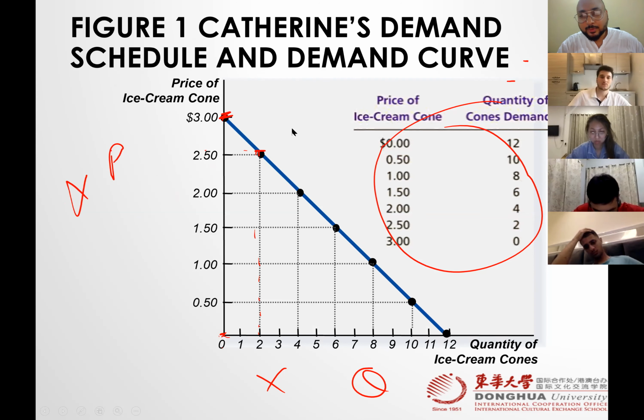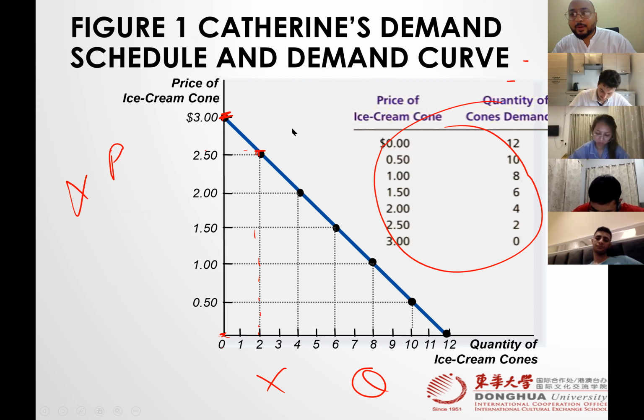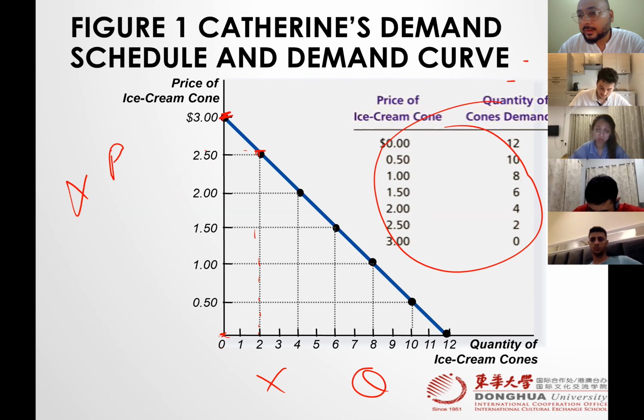So many students are confused about what we mean by downward sloping. Downward sloping means like this. You are connecting the dots from left to right, and you are going down. So it is called a downward sloping curve. Understand?